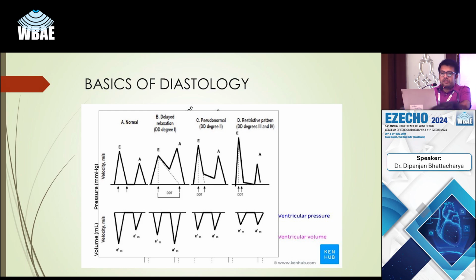First, coming to the basics of diastole. As we have read in our first MBBS, diastole has four components: isovolumetric relaxation, rapid inflow through the mitral valve, diastasis, followed by atrial systole. And if we do our transmitral Doppler, the normal pattern which we see is E more than A and E prime more than A prime.